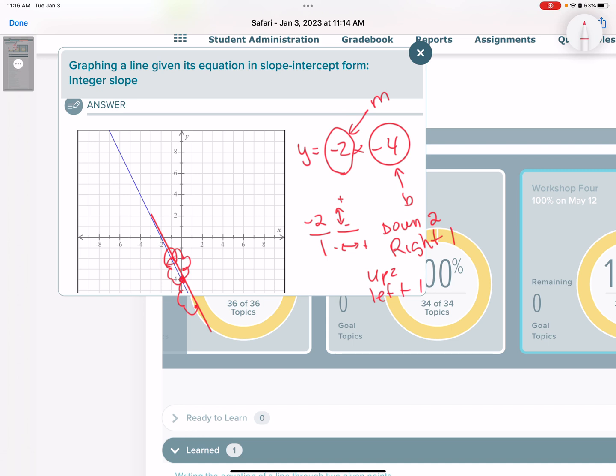So the easiest way, remember, step 1, you're going to plot B. Step 2, from B, you're going to count your slope. And that's it.